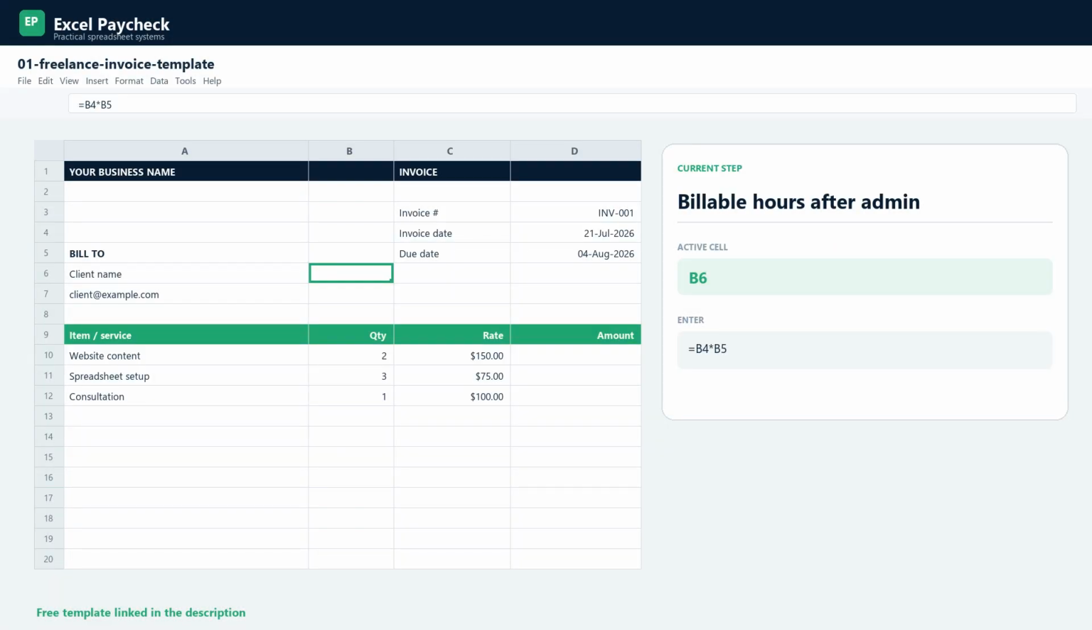Not every hour is billable. Admin, proposals, learning, and unpaid revisions eat time. In A5, type billable percent. Enter something like 0.6 for 60%. In A6, type billable hours and set B6 to available times billable percent.